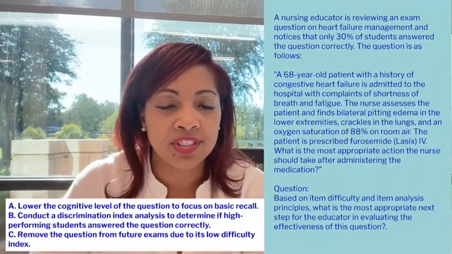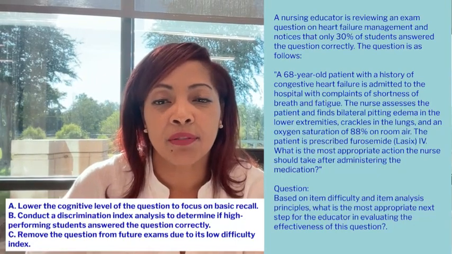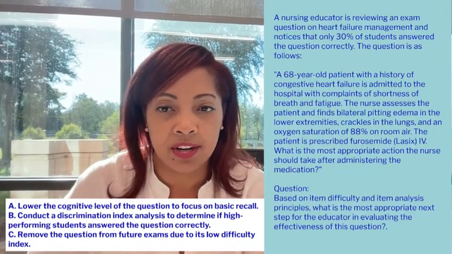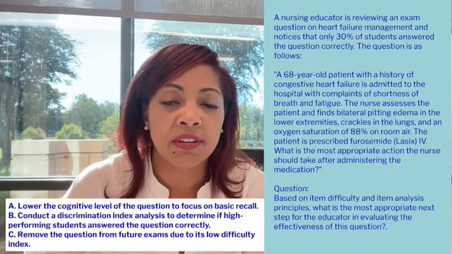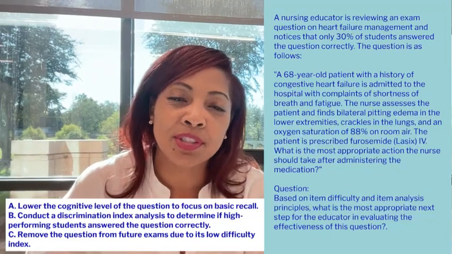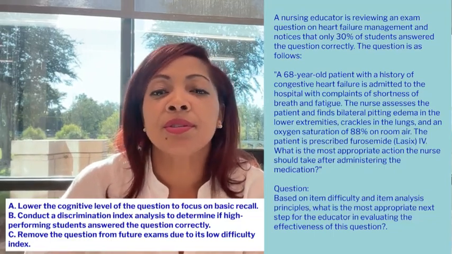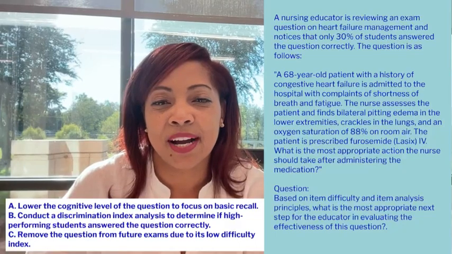All right, so now we've read the question. Now we're ready to go to the three options. A, lower the cognitive level of the question and focus on basic recall. B, conduct a discrimination index analysis to determine if high-performing students answer the question correctly. Or C, remove the question from future exams due to its low difficulty index. All right, so I'm going to give you some time now that you see the three options.